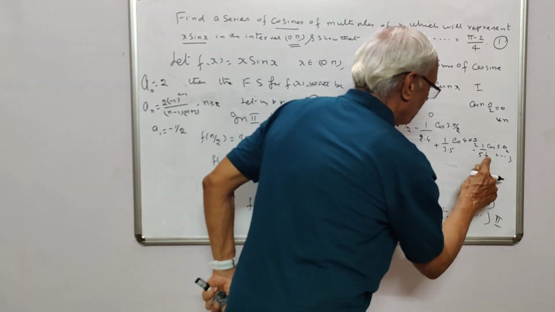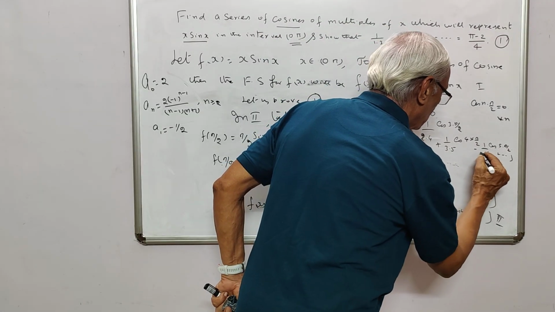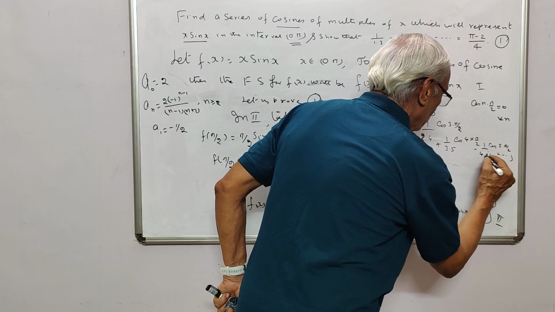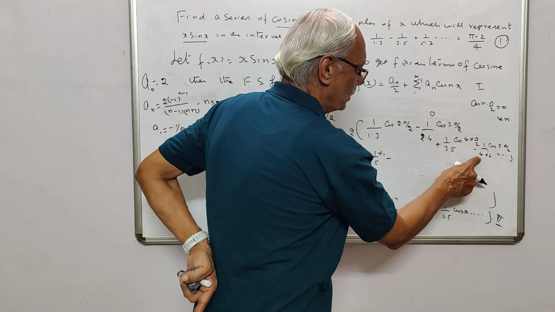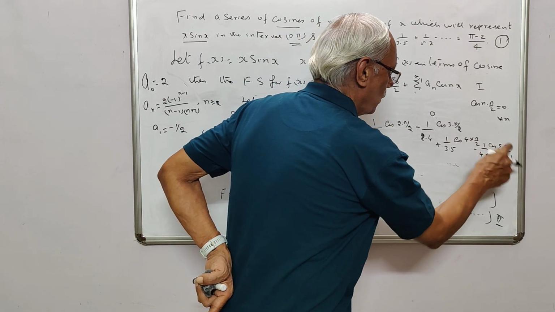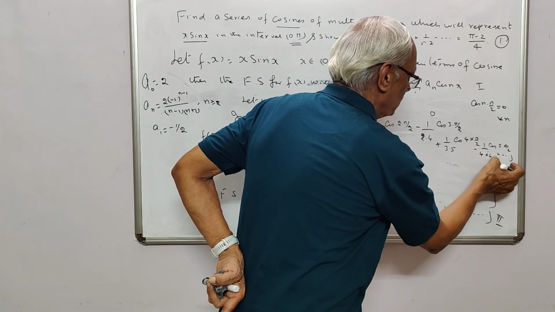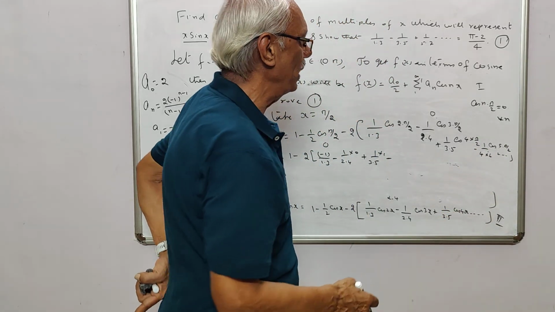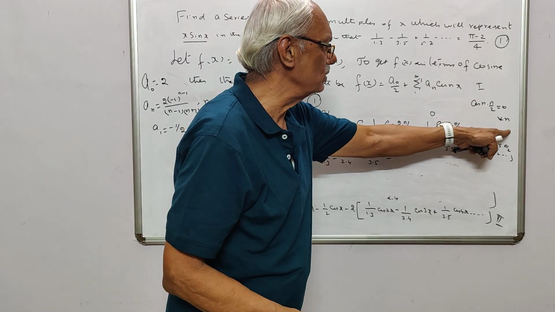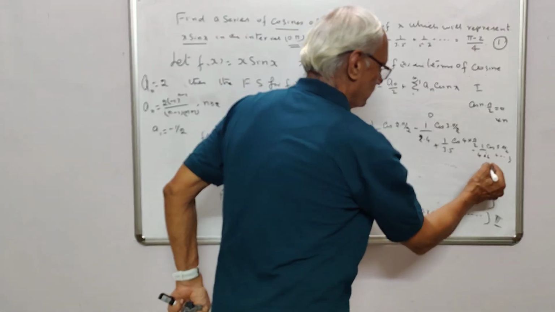See here, 5 minus 1 is 4, into 5 plus 1 is 6. 5 minus 1 is 4, 5 plus 1 is 6, into cos of this one. Don't worry about this. Cos into 5 pi by 2. I told you cos n pi by 2 is equal to 0 for all odd n. So this will become 0.